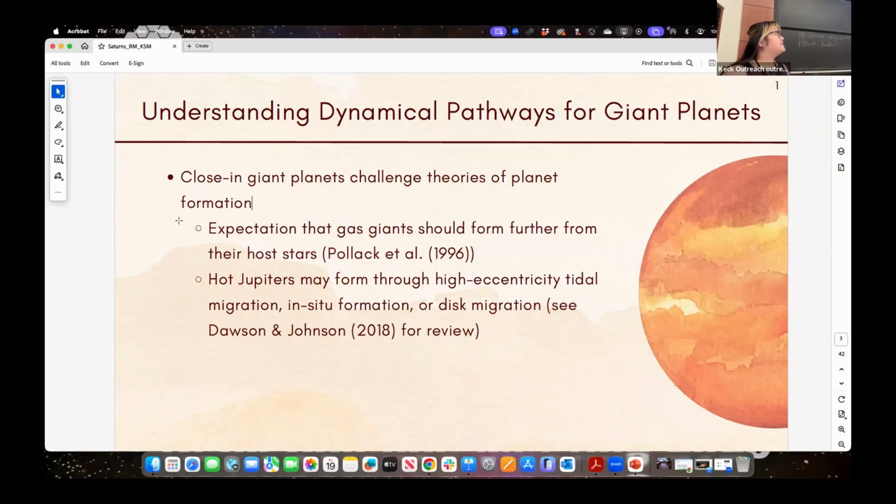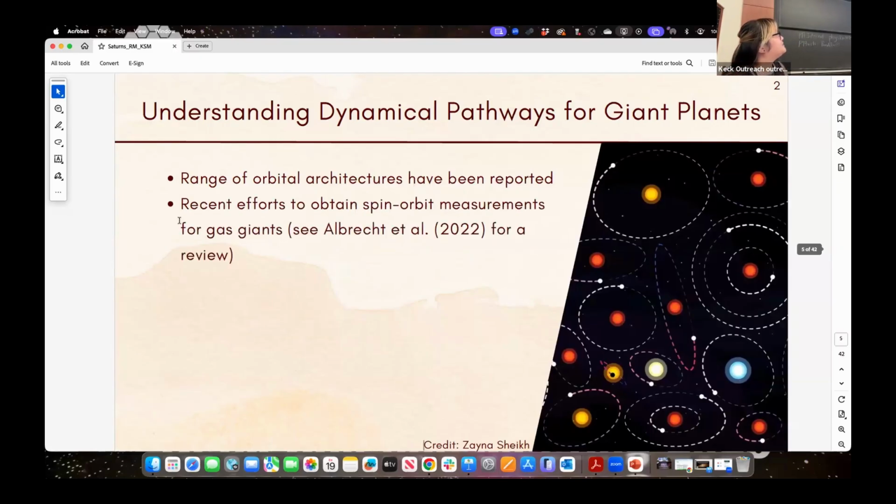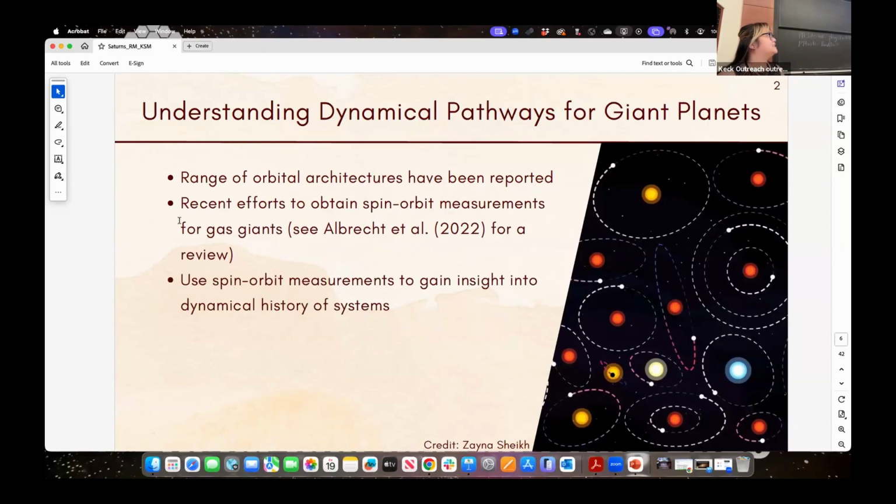As a result, new theories have been formed to explain hot Jupiter formation through high eccentricity tidal migration, in situ formation, or disk migration. Another surprise is the range of orbital architectures that have been reported, such as planets on retrograde orbits. And there have been a lot of recent efforts to obtain orbit measurements for gas giants in order to characterize their orbital architectures. Spin orbit measurements are very useful for getting insight into the dynamical history of systems.